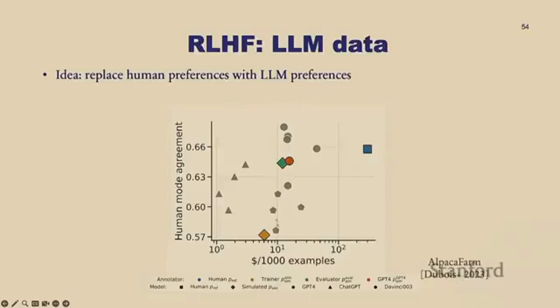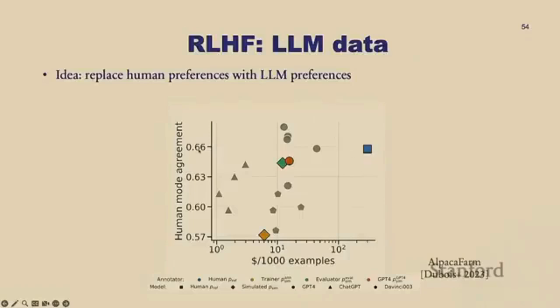Here on this figure, you see on the x-axis the price that we paid for collecting human data. It's around $300 for 1,000 examples, and this is on mechanical Turkers, which are usually cheaper than some of the other companies that you could go through. And on the y-axis, it's the agreement with other humans, with the mode of other humans. And what you see is that, as I told you before, labeling is really complicated.